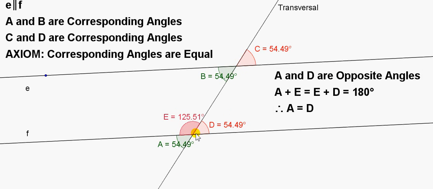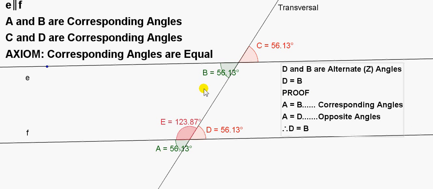To prove that opposite angles are equal to each other, we draw in an angle that's next to both of these opposite angles. I'm calling this angle E. If we add A and E together, we get 180 degrees because we have a straight line formed. If we add E and D together, we have another straight line formed, so we get 180 degrees as well. So we see that A plus E equals E plus D, because they're both equal to 180 degrees, so we just subtract E from both sides and we get the proof that A is equal to D.